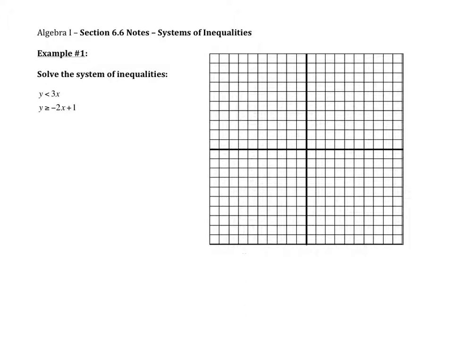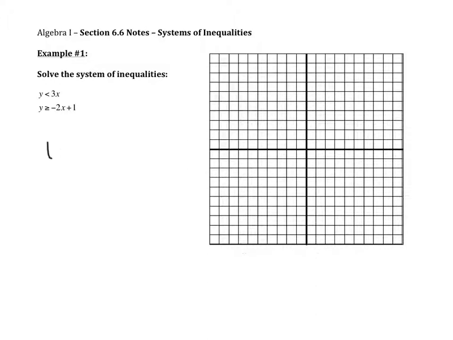y is less than 3x, and y is greater than or equal to negative 2x plus 1. So if you think back to when we graphed inequalities before, this is where all the shading came in. So for the first problem, you always want to get y by itself first. And we know that y is already by itself in these problems. So I have y is less than 3x.